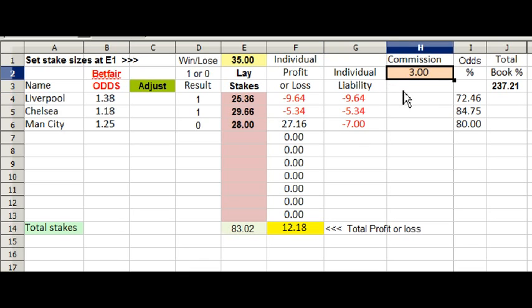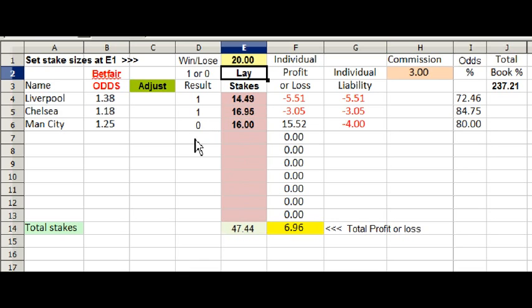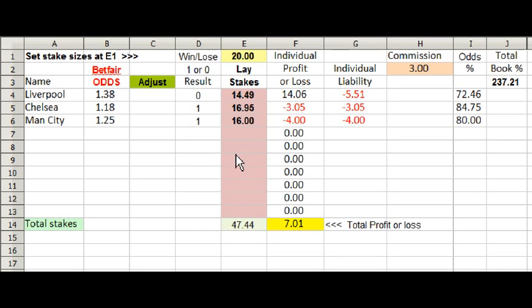Set your commission up there. I've got Betdaq 3% in there at the moment, and to alter the size of your stakes to suit your pocket or your trade, alter that figure there, and the stake sizes will change. Over here in column I, that is your lay odds expressed as a percentage, and each of those are added together and totaled there at J3, just for information if you need those.